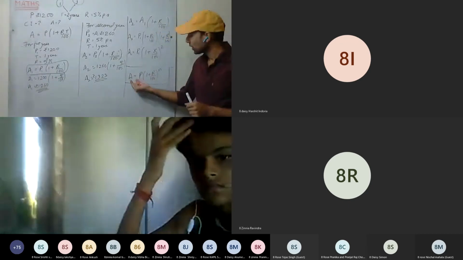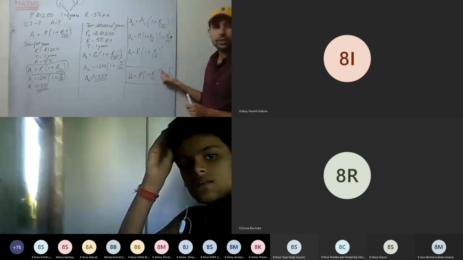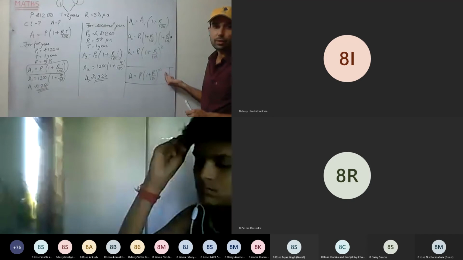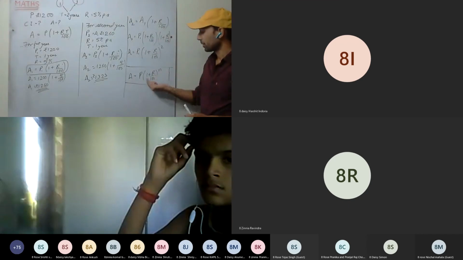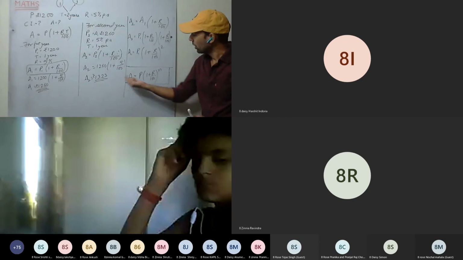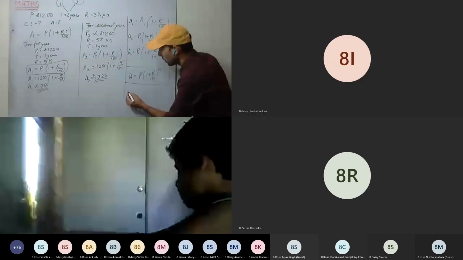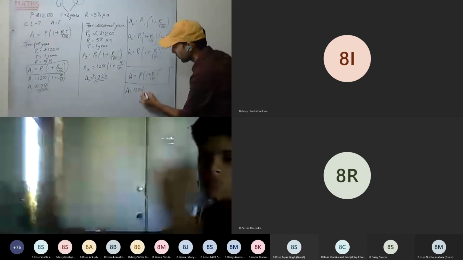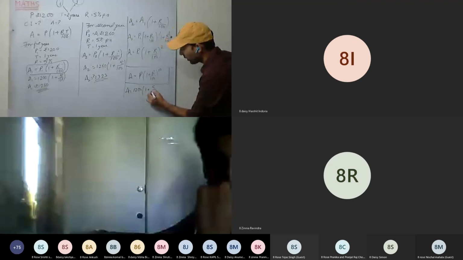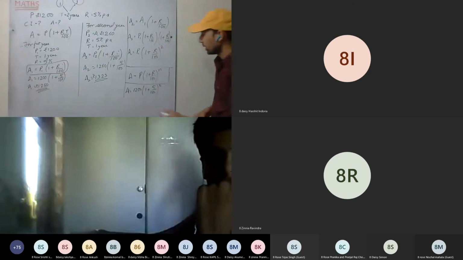Okay, this is clear. So this is your formula. Amount equal to principal into 1 plus R upon 100 raised to power n. N denotes years. R denotes the rate of interest per annum. This is clear. Now use this formula to calculate the amount. So A equal to P, which is 1200, into 1 plus R, which is 5 upon 100, raised to power 2. Calculate now. Now straightforward we can calculate.